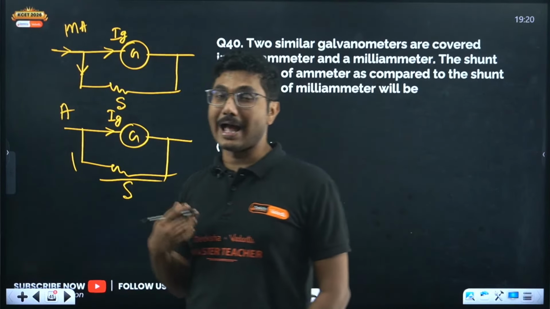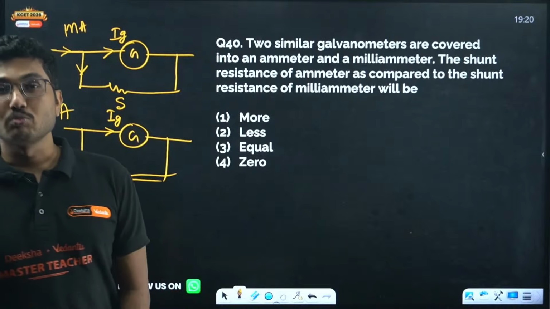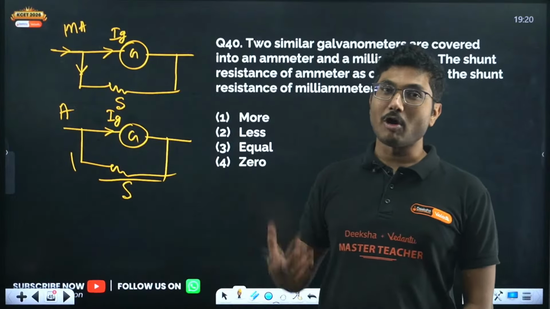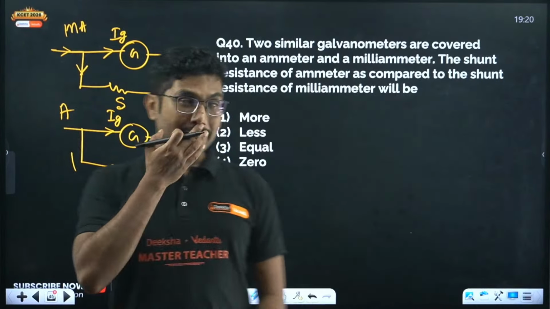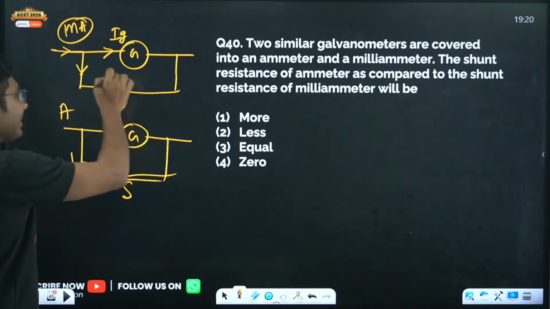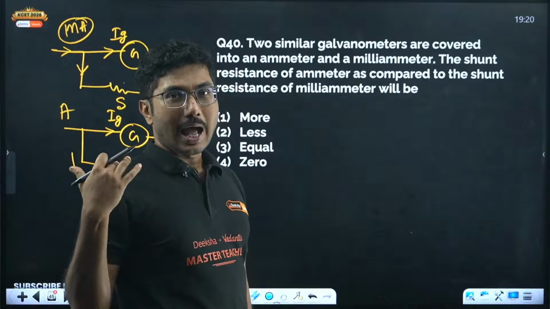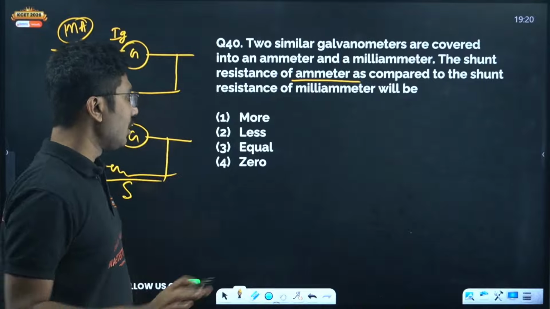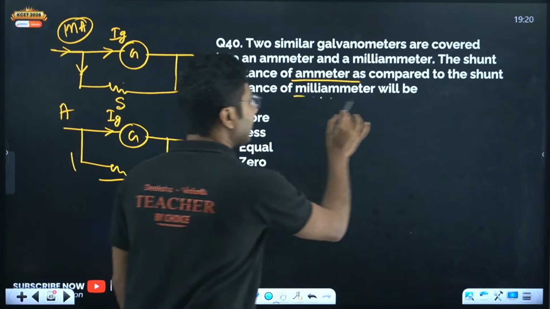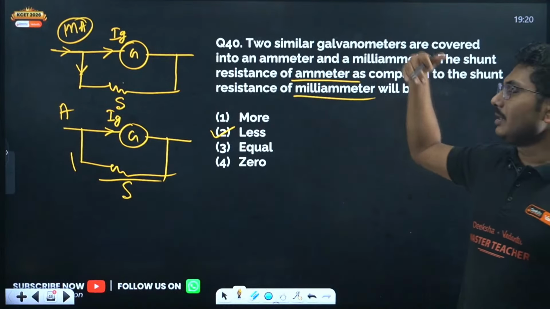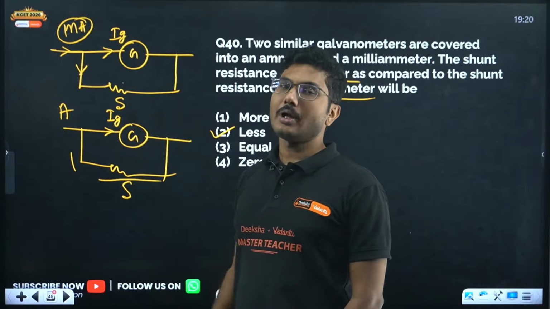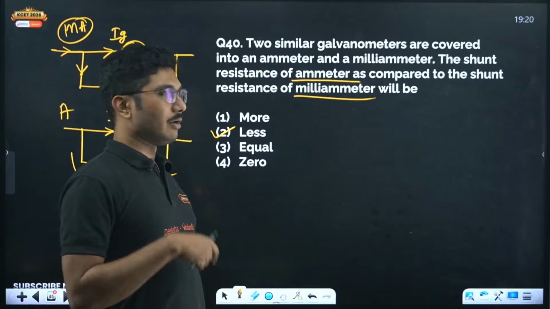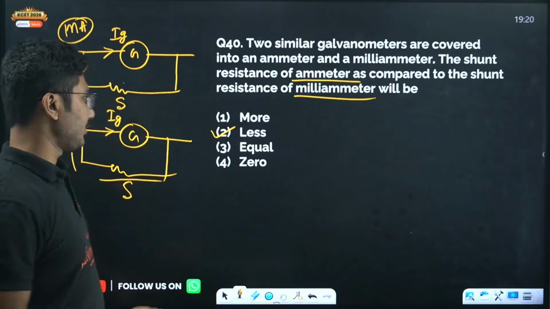Now who can have a large amount of current passing through them? A small value resistor. If the resistance is high, it will not allow high value current through it, it will block it and the galvanometer will burn. So that's why a milliammeter will have a higher shunt resistance compared to the ammeter. The shunt resistance of the ammeter will be smaller compared to that of the milliammeter. So the higher the amperage range, the smaller is the shunt resistance.